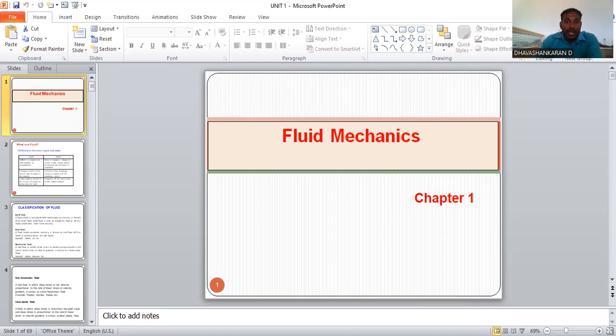Then steady versus unsteady flow. This also comes under the classification. Steady flow means that there are no changes with time at any point of the flow. Wherever the water flows, we cannot see any time changes during the movement of water.